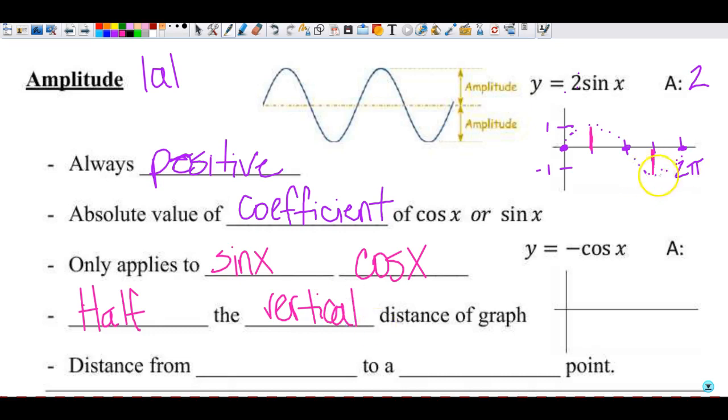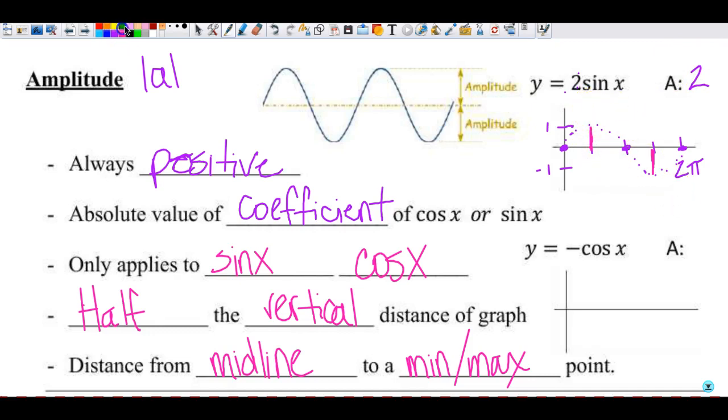Okay, so the vertical distance, we go from -1 to 1. So right now that's a distance of 2. So the amplitude of the parent function is 1. But this is supposed to be 2. And it's also the distance from the midline to a minimum or maximum point. All right, so that's the amplitude. It's supposed to be the distance from here to a min or max.